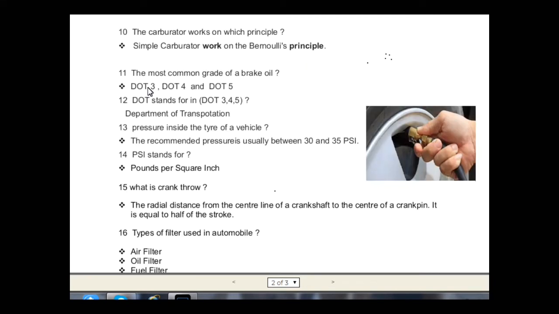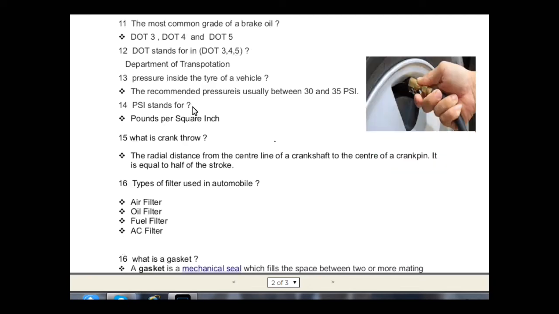The next question is, on which principle does the carburetor work? The simple carburetor works on Bernoulli's principle. The next question is, the most common grades of brake oil are DOT 3, 4 and 5. What does DOT stand for in DOT 3, 4, 5? DOT stands for Department of Transportation.